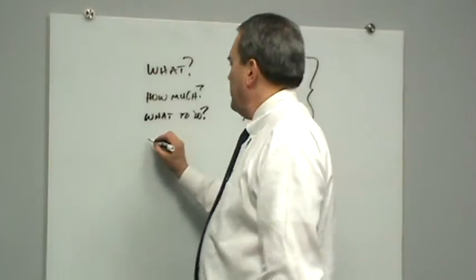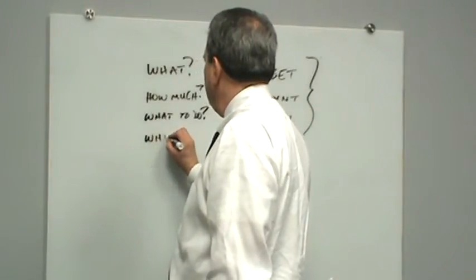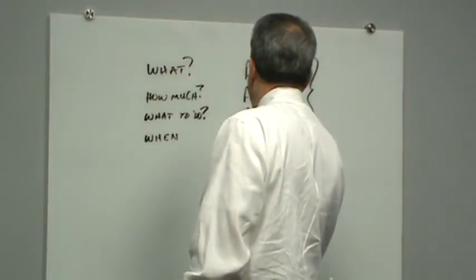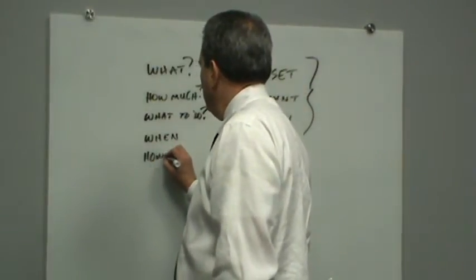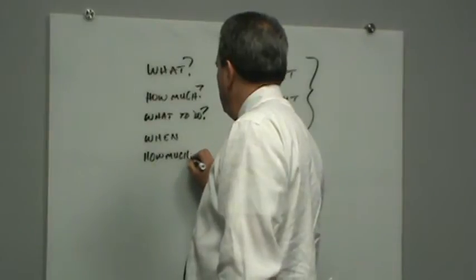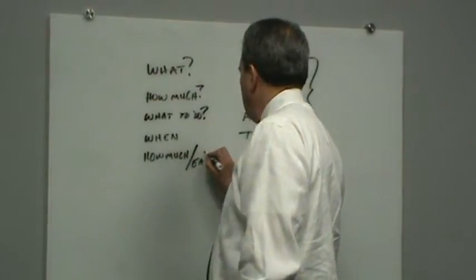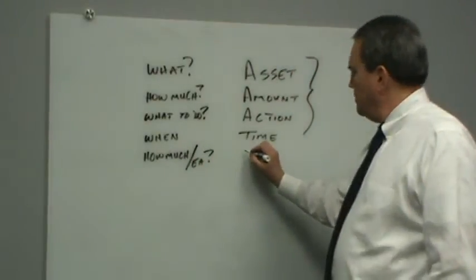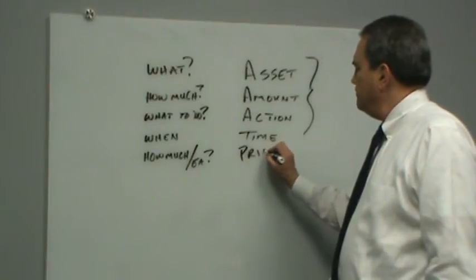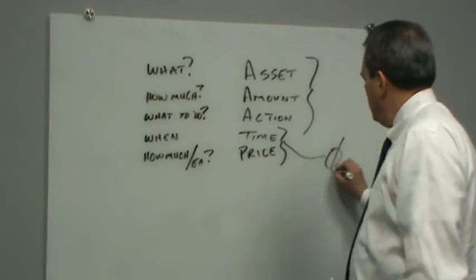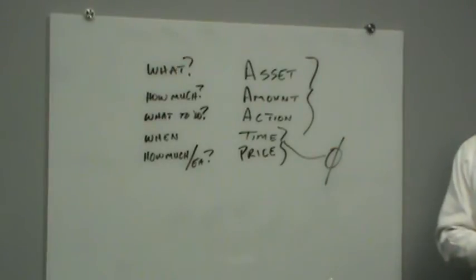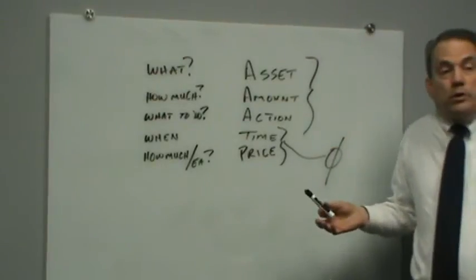But the other two parameters are when, the time of the trade, or how much per each, the price. If we exercise discretion over those last two, that's not discretion at all.